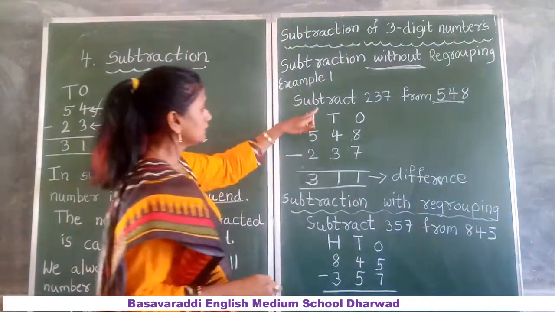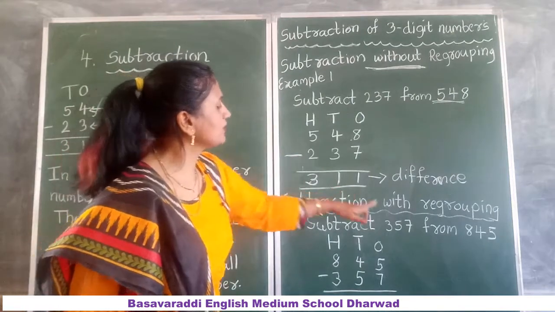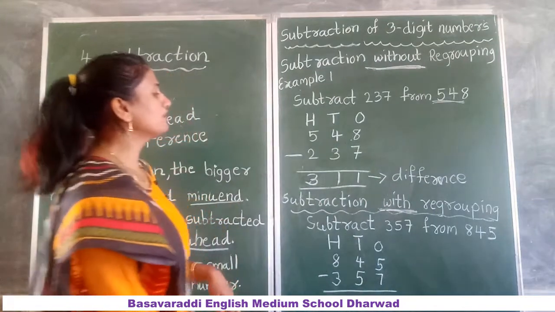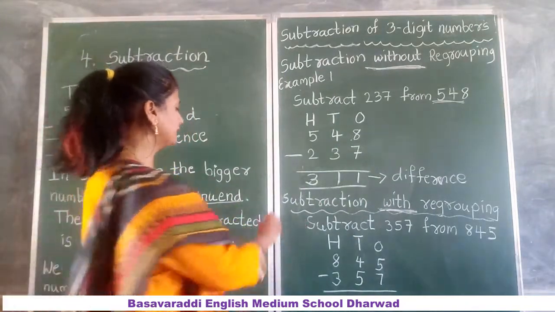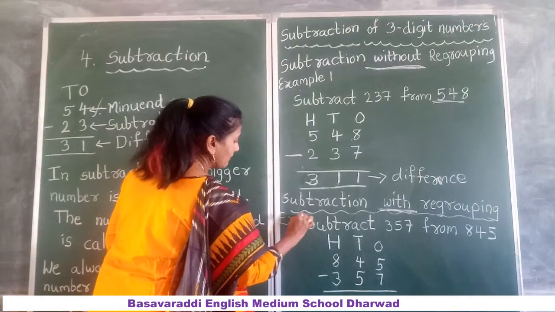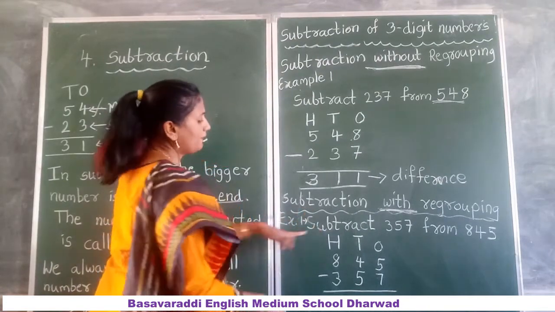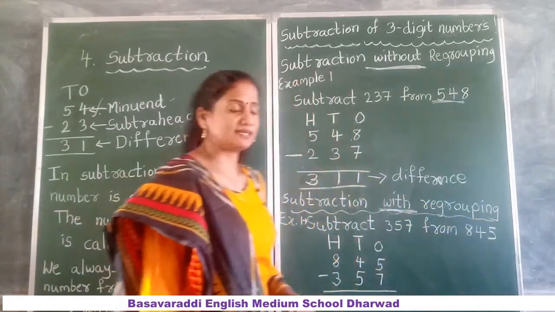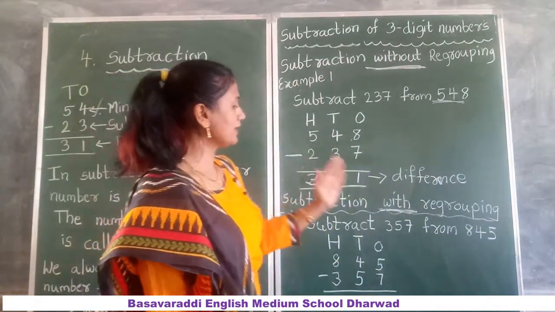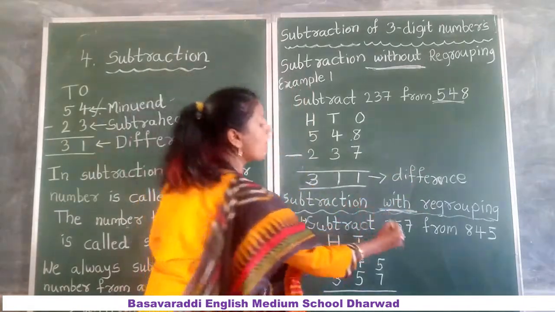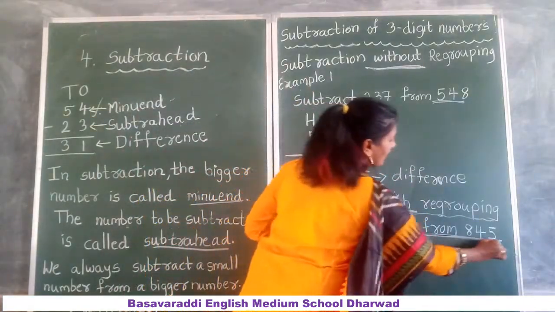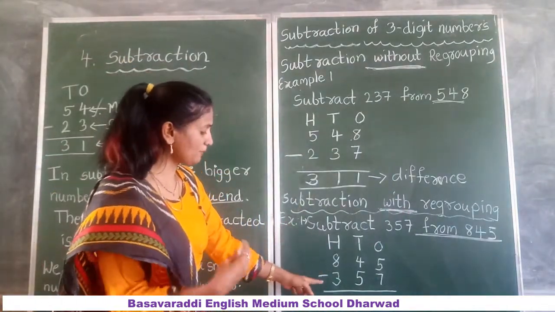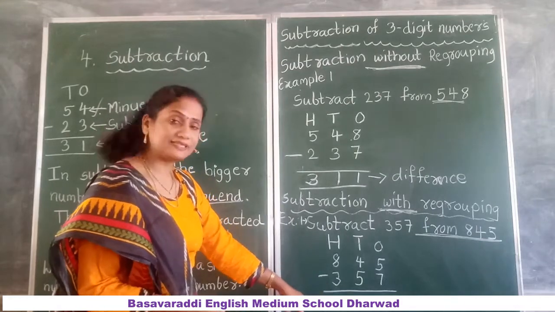Now, second one, subtraction with regrouping. Example 1. Subtract 357 from 845. Which is the bigger? That one is the minuend. And which is being subtracted? That is the subtrahend. The answer is the difference.